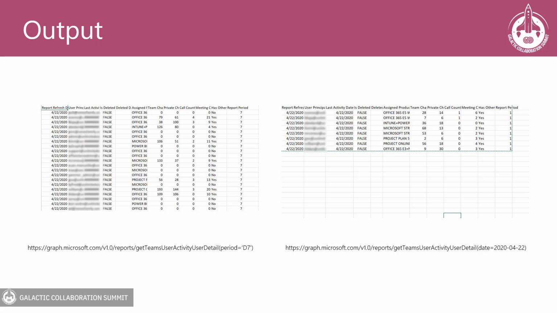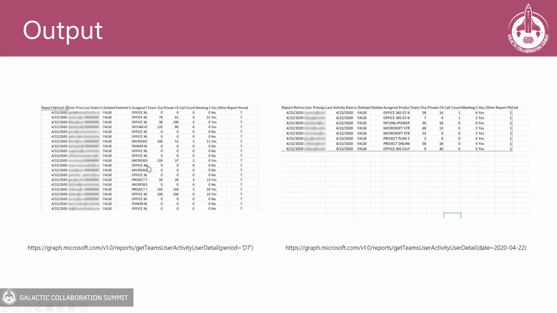When you make a call to that endpoint, you get a CSV back from it. And depending on how you call it, will affect the data you're getting back. In this case, we're getting Teams user activity in both cases. In the right-hand case, however, we're asking for a specific date in time, 1 day. And on the left-hand side, we're saying for this 7-day period.